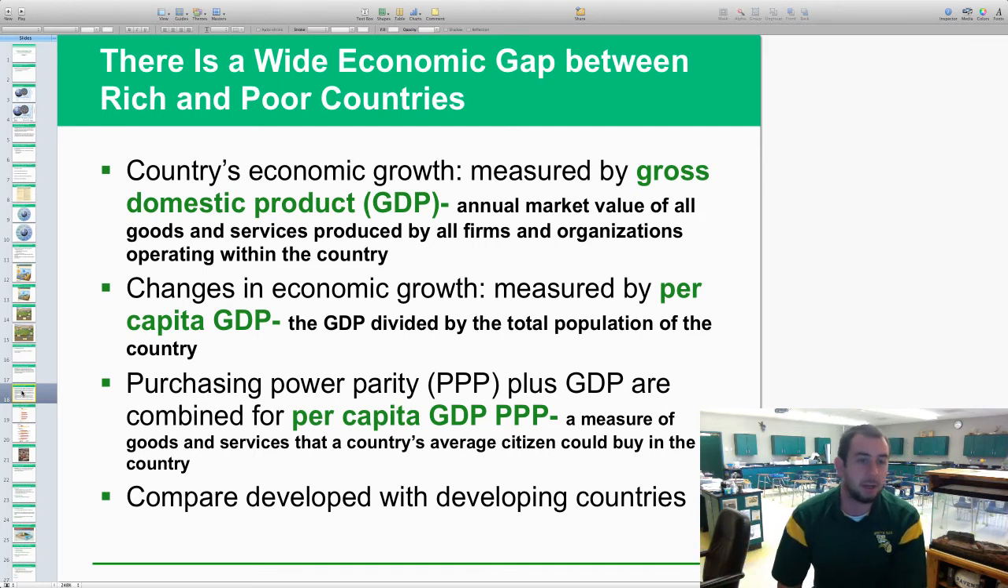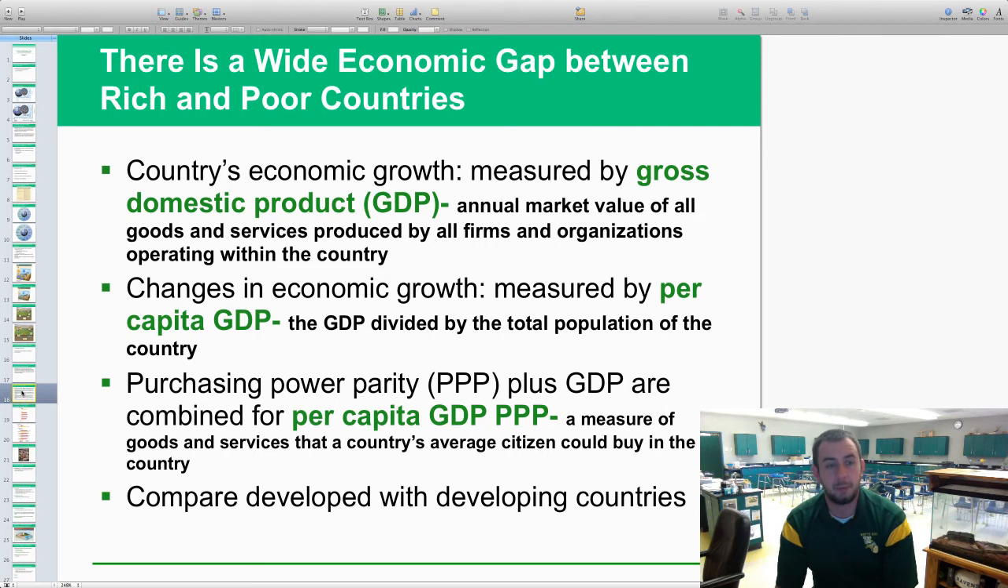One of those is that a country's economic growth is measured by its gross domestic product. Maybe you've heard this before if you took civics or U.S. or world history, I'm not sure, it's probably more civics. But GDP, gross domestic product, is the annual market value of all the goods and services produced by all firms and organizations within that single country. It's kind of the worth of the country overall.